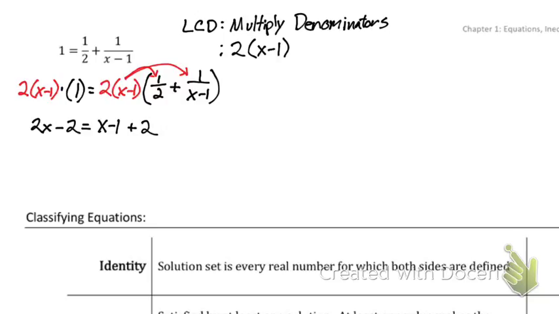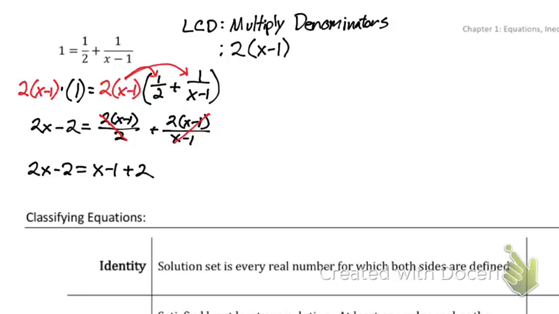So let me write this out. When I distribute this, we would have 2 times x minus 1 over 2 plus 2 times x minus 1 over x minus 1. In this case, our 2's would cancel out. In this case, our x minus 1's would cancel out. And we would be left with 2x minus 2 equals x minus 1 plus 2. Does that make more sense? Yeah. Yep, because we have to multiply it to both things.